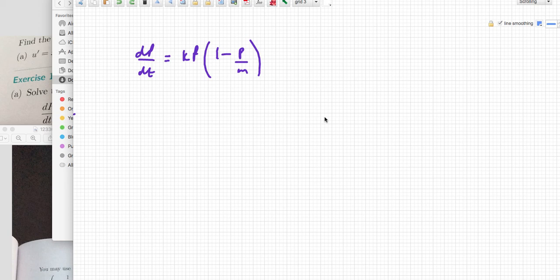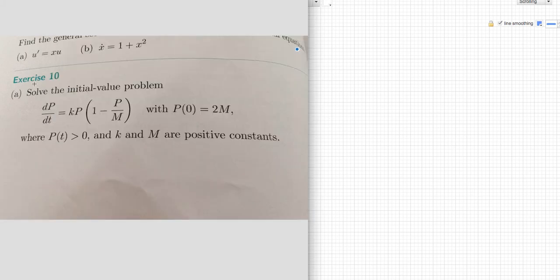This is an exercise from MST 326, exercise 10. Solve this differential equation. It kind of screams out to us that we should do separable, separate the variables. So we want to put the p's on one side and essentially everything else on the other. The p is going to come to the left and dt is going to come to the right.